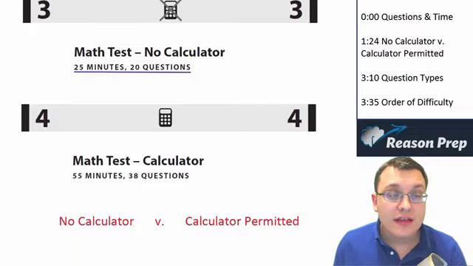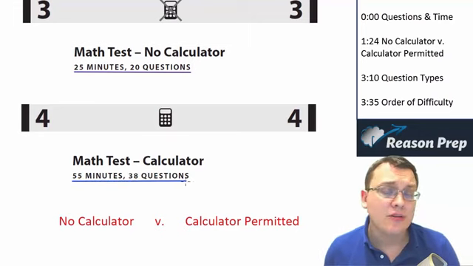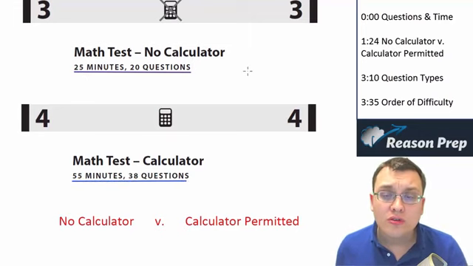In the next test, the next section, section 4, you've got 55 minutes and 38 questions, and in this section you can use your calculator. So the total time is 80 minutes and you've got 58 questions.